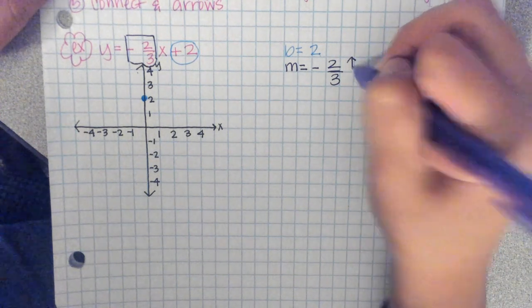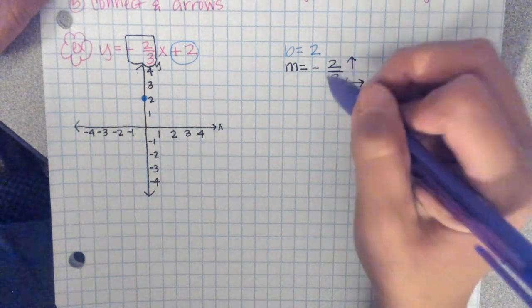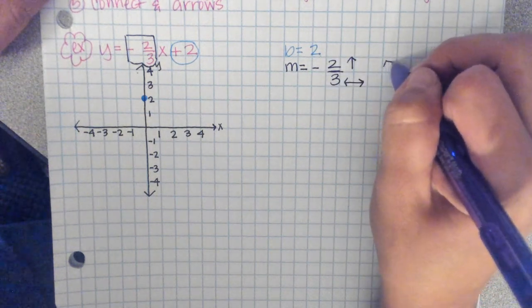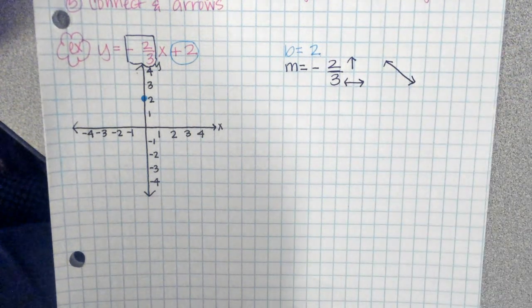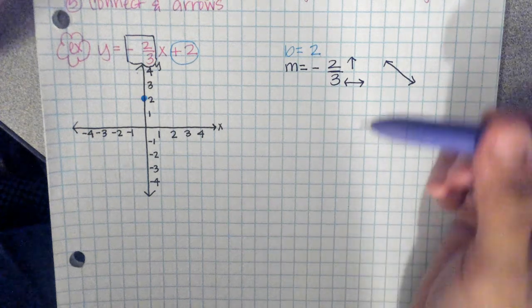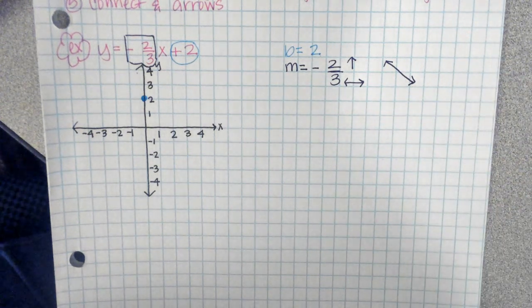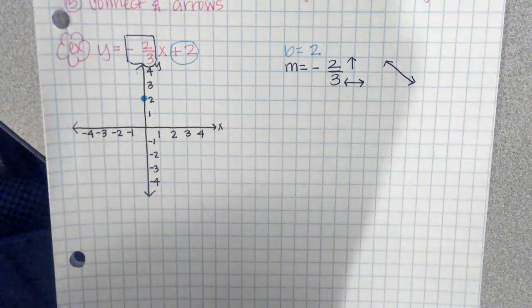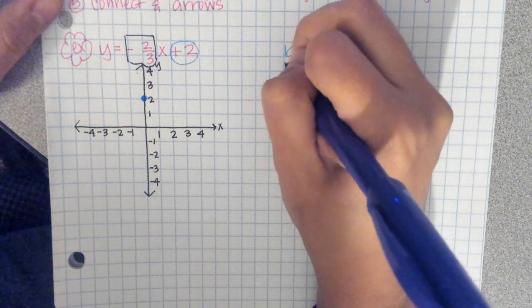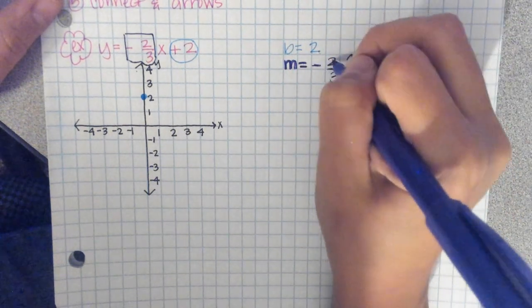Where 2 is how many I rise, 3 is how many I run, and it's negative, which means my line should look like this when I'm finished. Otherwise, I did something wrong. Now that color's supposed to be purple, so you can see the difference, but I guess that didn't work. Let's see if this will work. It looks kind of more purple.